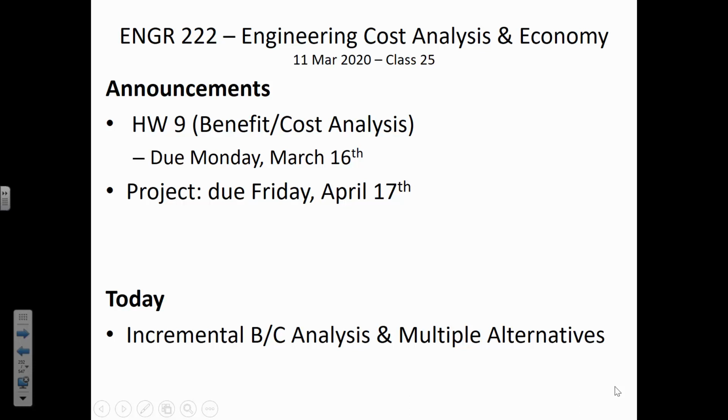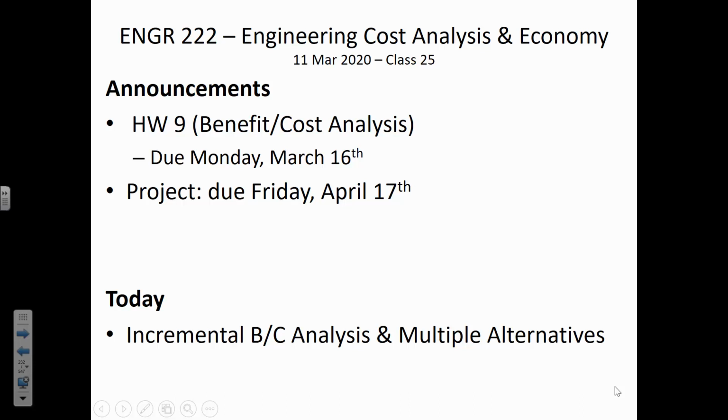And then what's the decision criteria for B/C analysis? Anybody remember what's the rule? 1-to-1. For every dollar you put in, you get a dollar out. Okay, that would be the minimum acceptable benefit cost, $1 of benefit for $1 of cost.